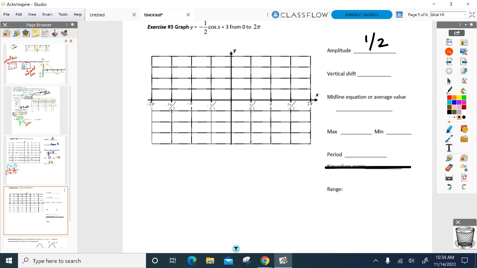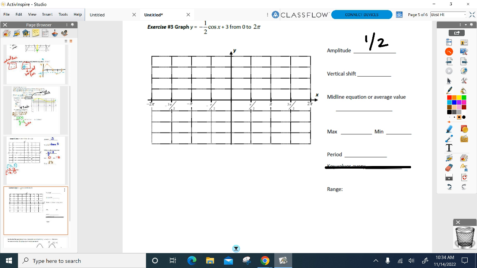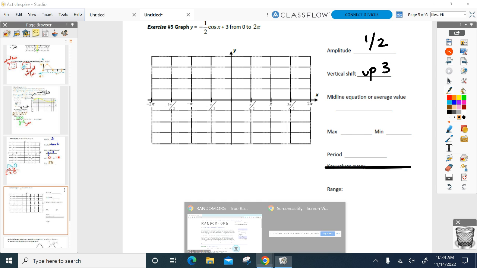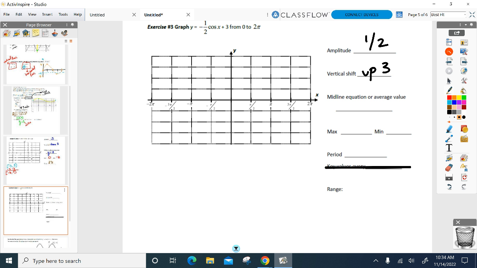What's the shift here? Up, down, how many units? Up 3. You know the shift, you know the midline. What's the midline equation? Y equals 3. All right, here we go. We got a little work to do now.